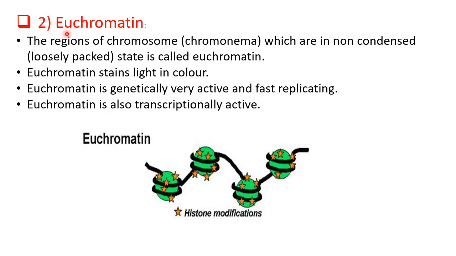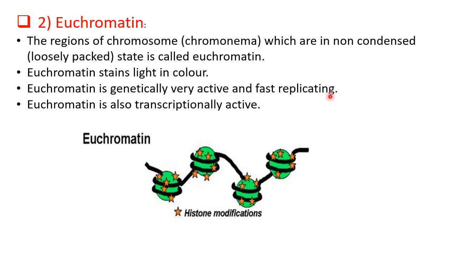Now we will study the topic euchromatin. The regions of the chromosome, or it is also called chromonema, which are non-condensed. Non-condensed means the regions of chromosome are loosely packed. Such a state of loosely packed chromosome is called euchromatin. As DNA is in less amount in euchromatin, it stains light in color. Then the euchromatin is genetically very active and fast replicating.